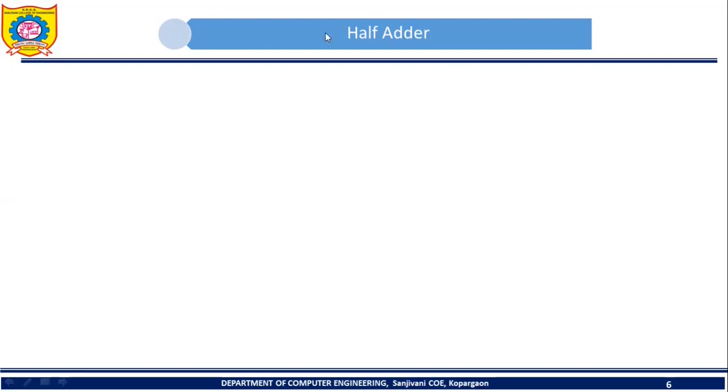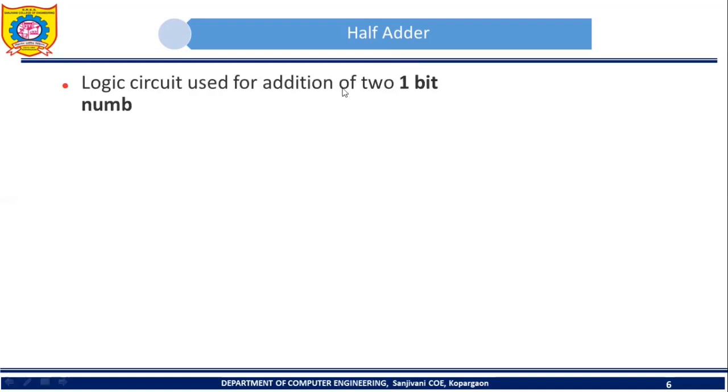In order to design this half adder, first of all we will try to understand what is half adder, how it works, what are its inputs, what are its outputs. So half adder, already I told, is a logic circuit used for addition of two one-bit numbers. So half adder is a digital circuit used for addition of two numbers. But here please note that the size of each number is 1 bit.